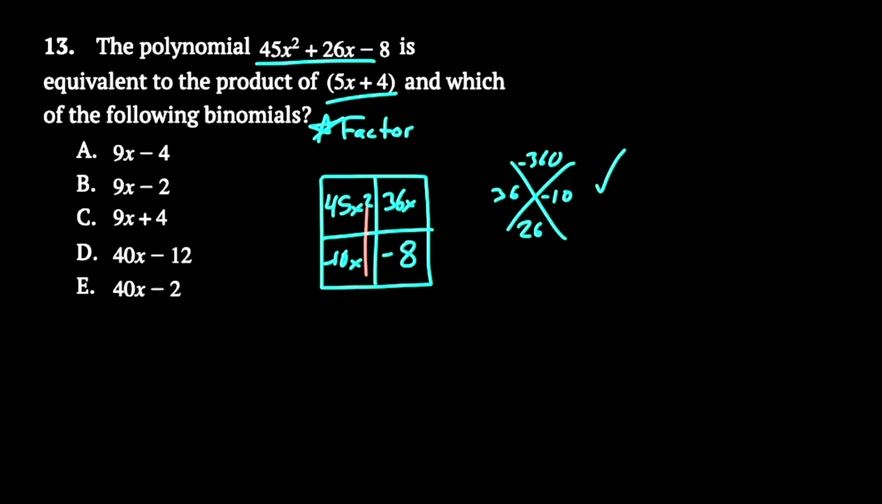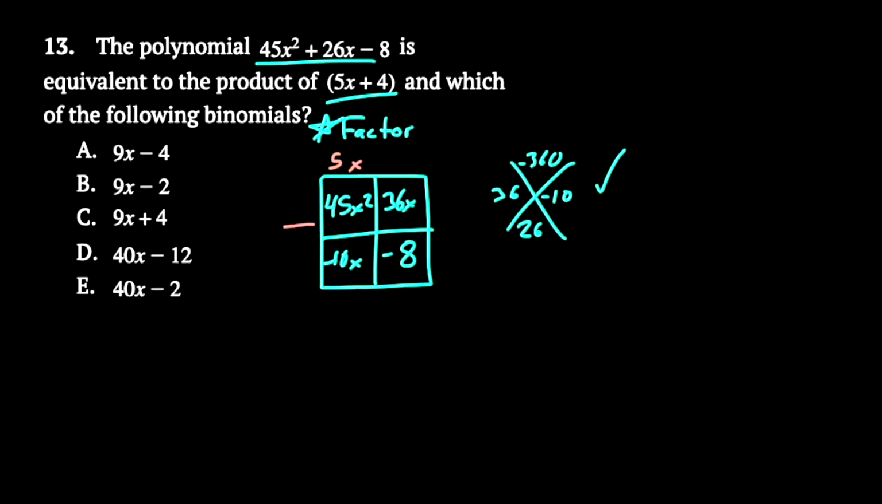So if we look at the first column, if we look at what these have in common, well, between 45 and negative 10, the biggest thing, the greatest common factor, the biggest thing I can pull out of both of those would be 5. 5 goes into 45 and 10. And then they both also have an x in common. Okay, so now you can start figuring out what to put over here.